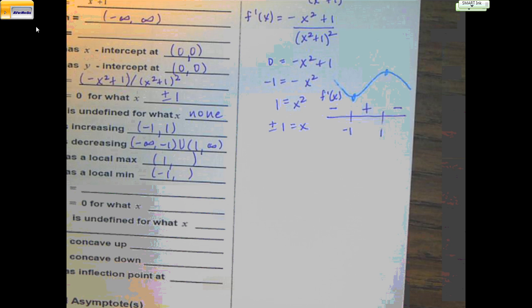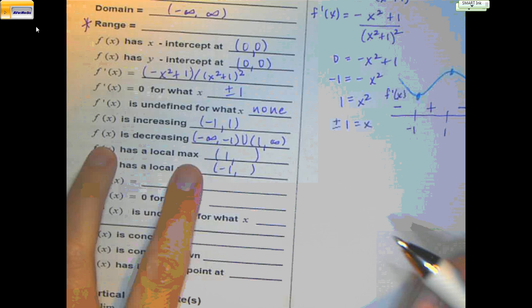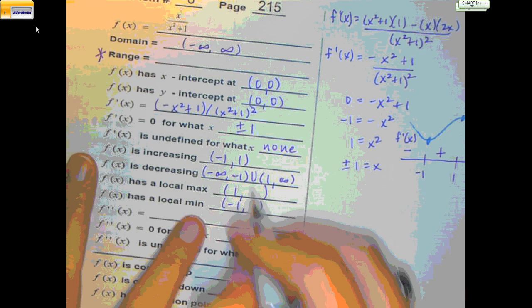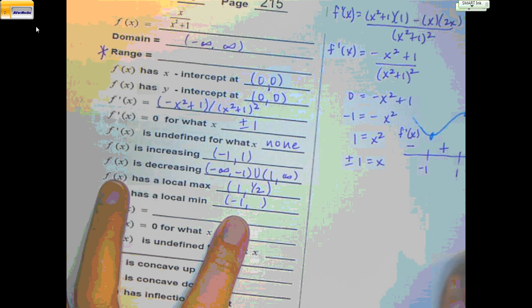How do I get the something? Where? Original, because I want to know where that maximum is on the original graph. So I take a 1 and I plug it in, and I'm going to have 1 over 2, so I have a half. Take a -1 and plug it in, and I have -1 over 2, so I have -1/2.